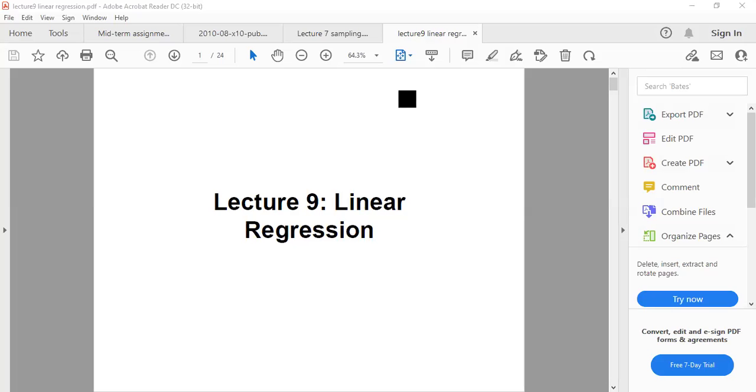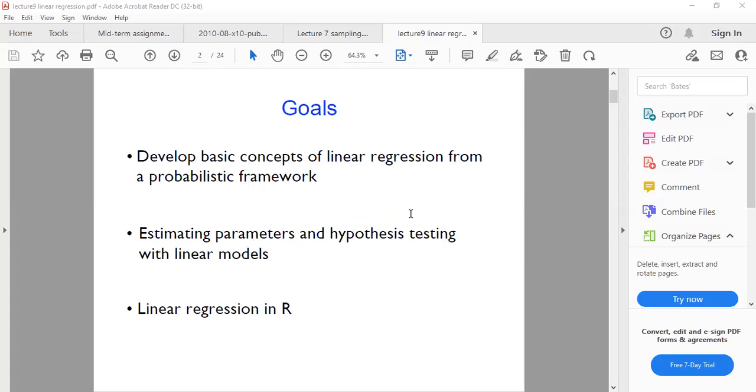Our session today will be on linear regression. A linear regression is mainly about relationships, the relationships that exist between two variables. The variables we call the dependent variables, and the variables we call the independent variables.